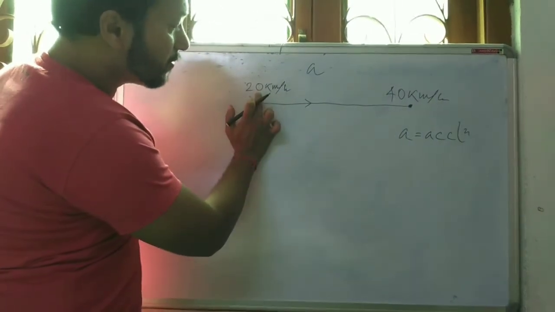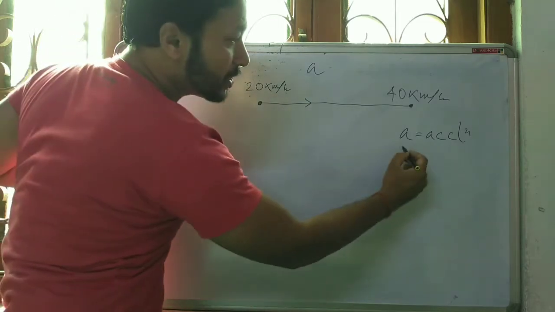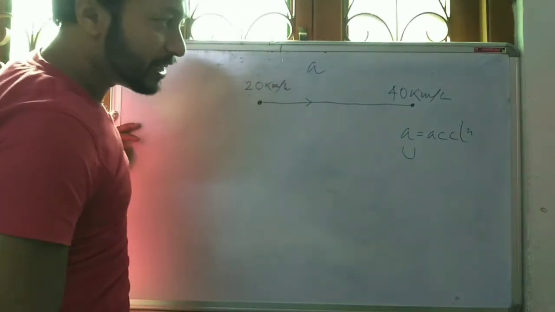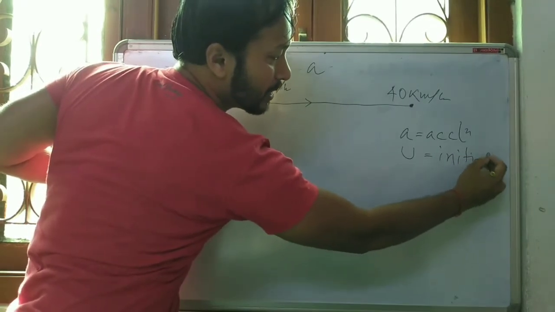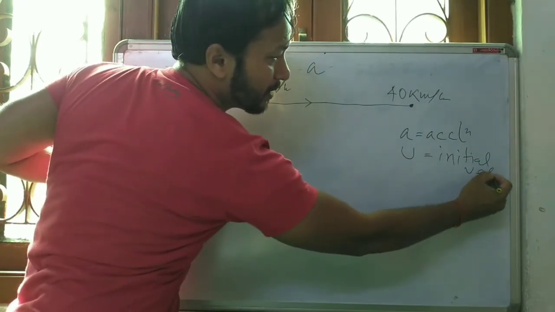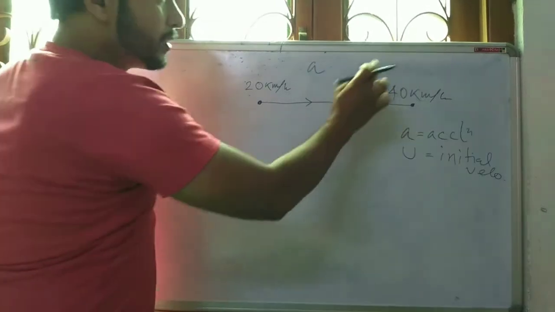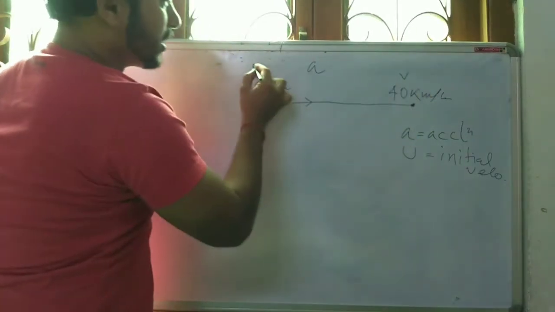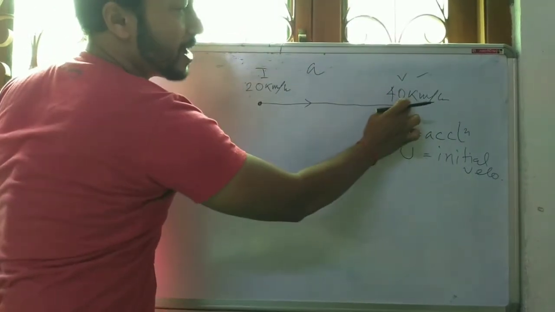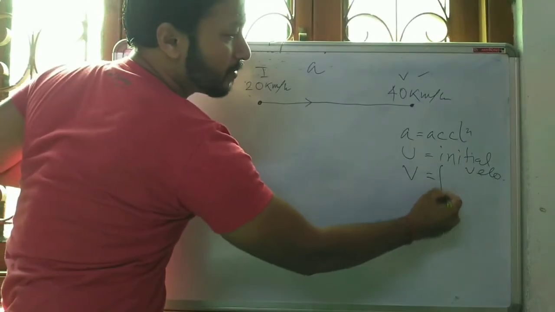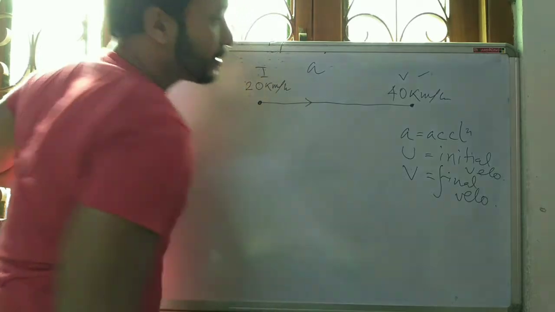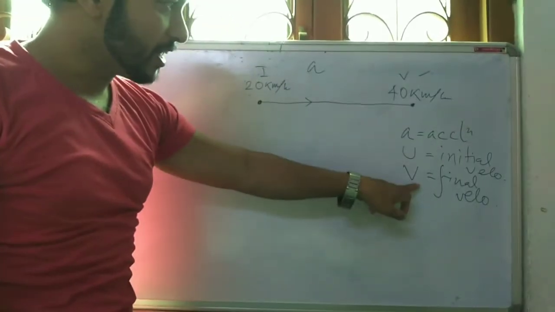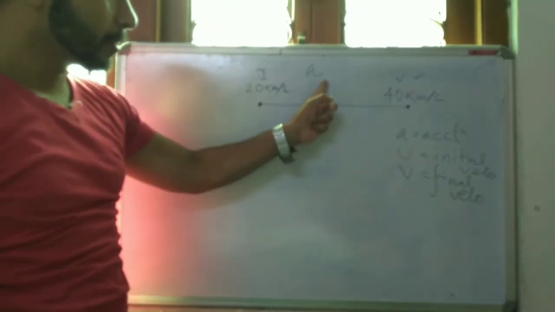This is initial velocity. We call it U. U is initial velocity. This is V, final velocity. Initial velocity, final velocity, acceleration.